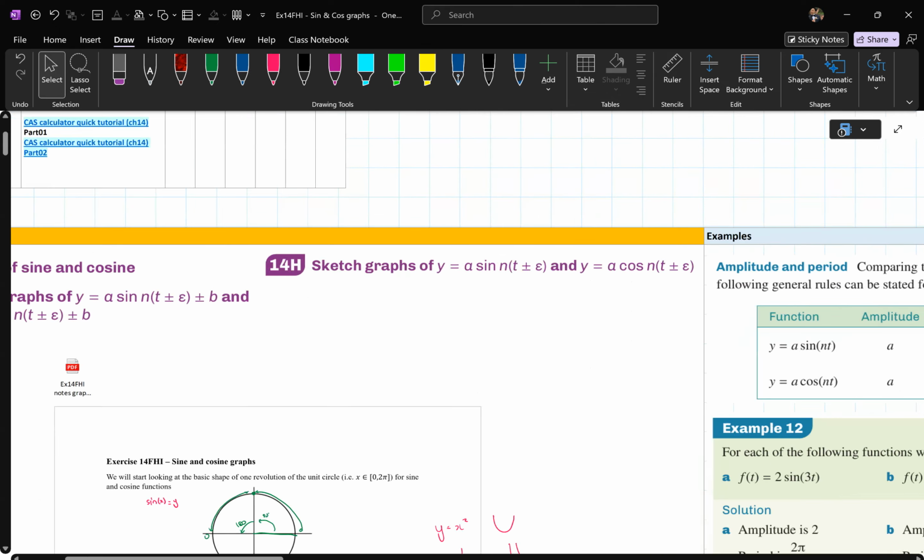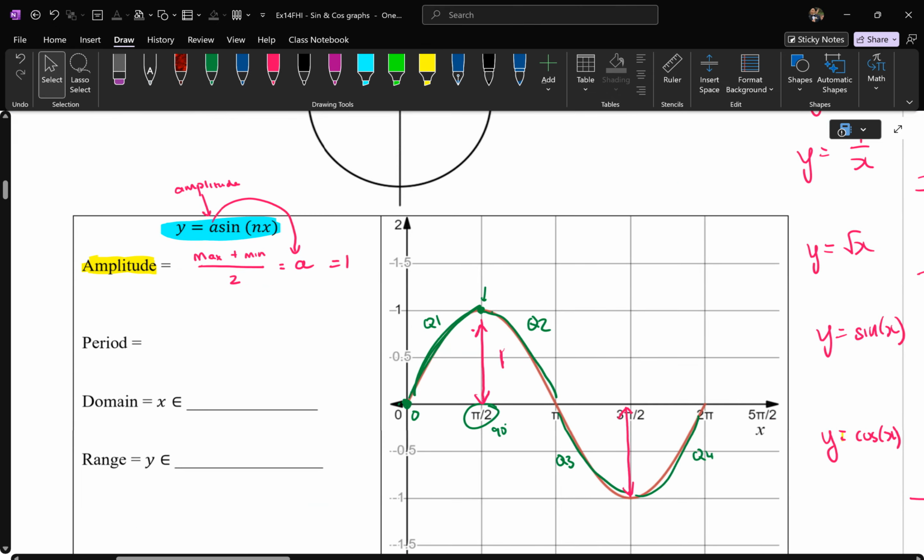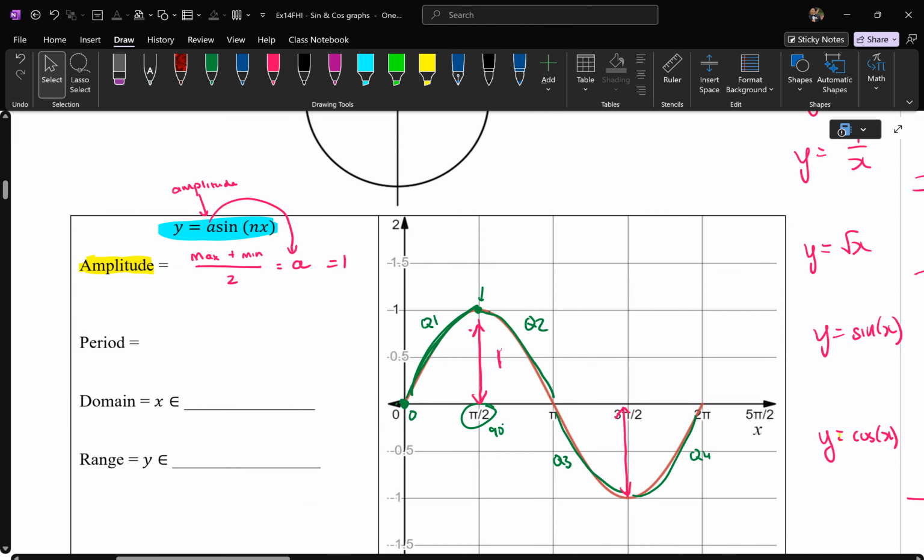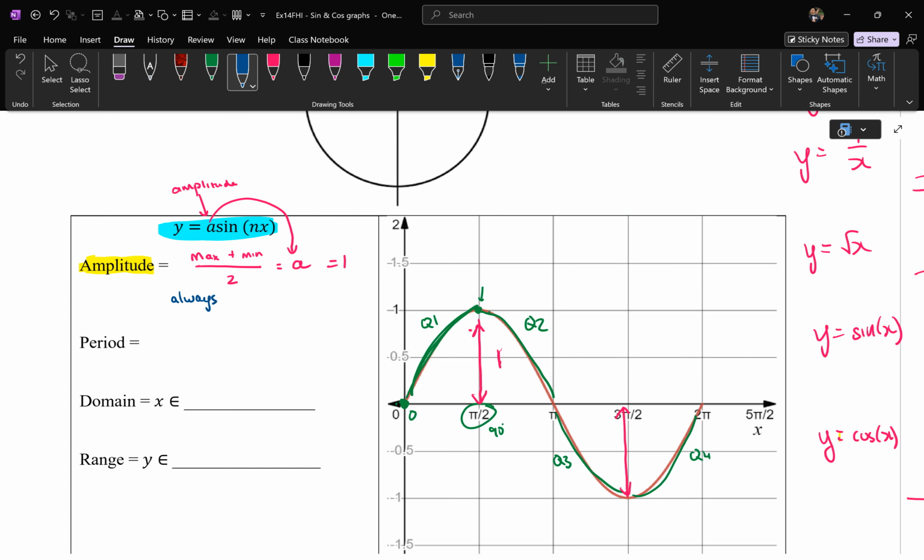So here's your first one. Amplitude tells you, and just can you write in a corner here, always positive. Doesn't matter about the sign. Okay, write always positive. So you can either find the average of the maximum and minimum, or you can just read from the function. Whatever you multiply to the function, that should give you the amplitude.